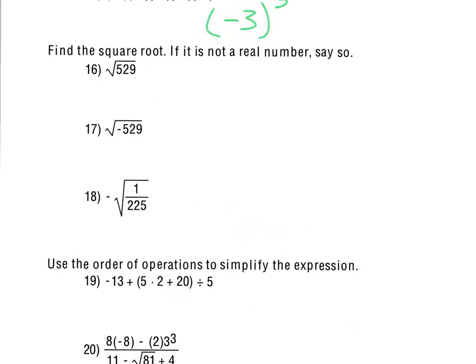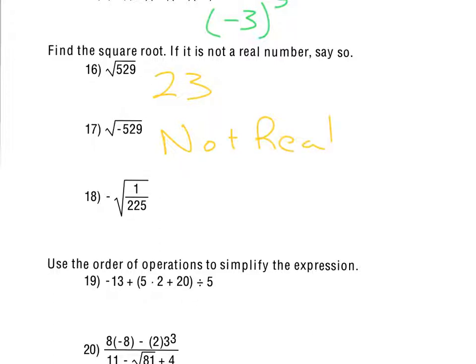16, 17, and 18, we're finding the square roots. If there's not a real number, then we'll just say not a real number. So the square root of 529, that is 23. The square root of negative 529 is not real.